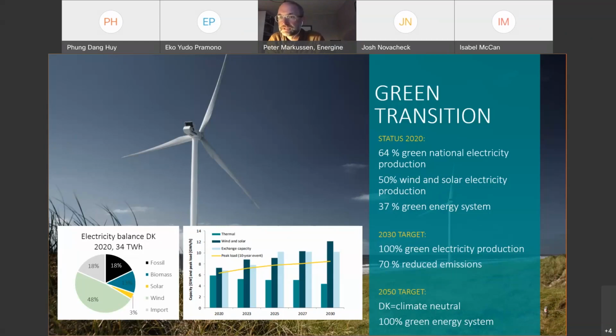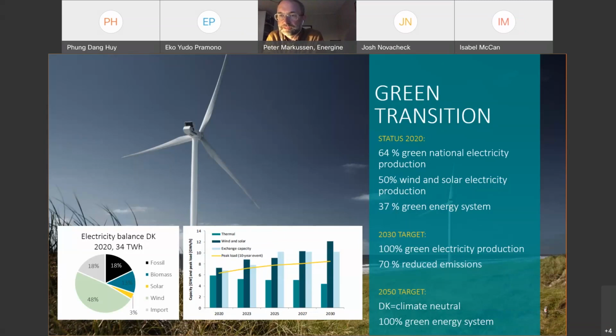Our target is green electricity production of 100% in 2030 and 70% reduced CO2 emissions compared to 1990. So that's quite ambitious, but we are moving well forward, especially with the increase in use of offshore wind, where we have large resources. And as can be seen in the figures to the left, we are also importing quite a lot of electricity at the moment, so there is a lot of exchange between neighboring countries, both with AC links and HVDC links.